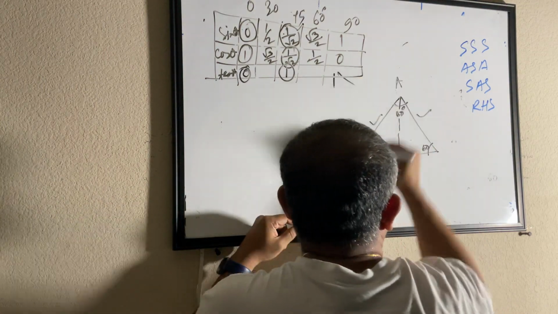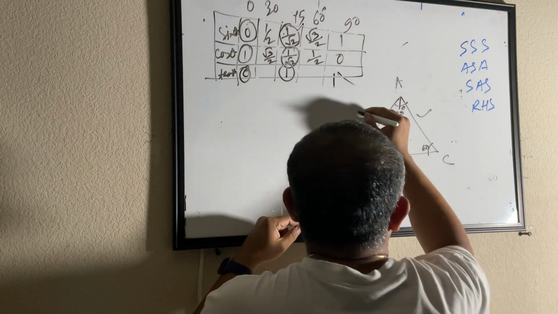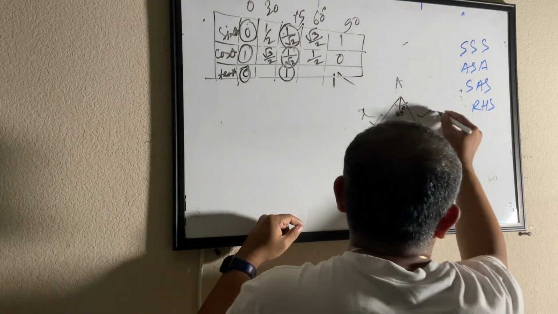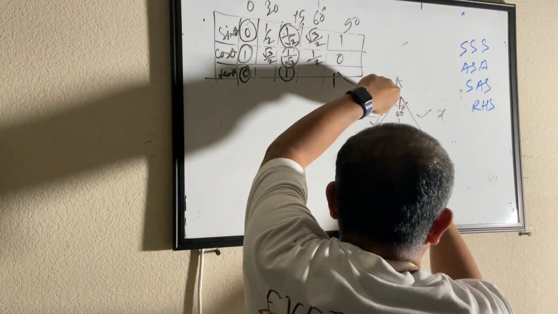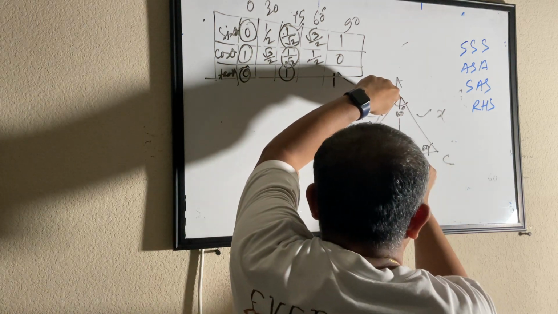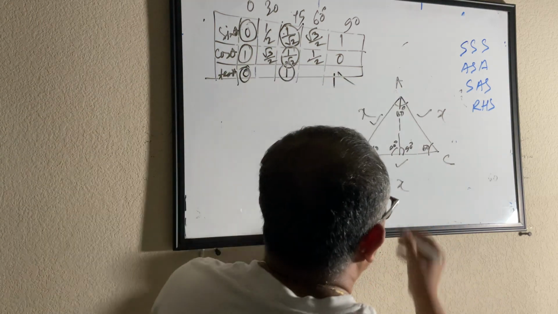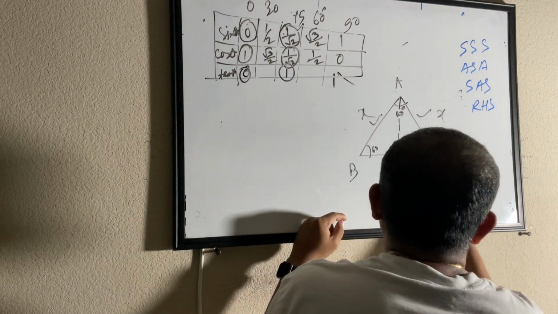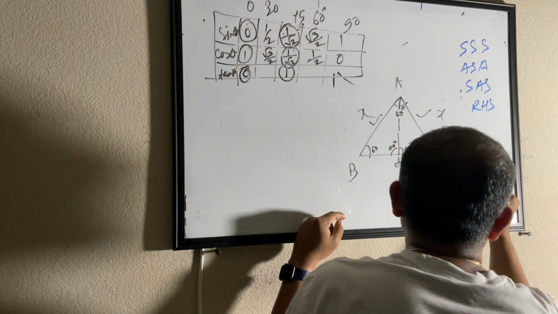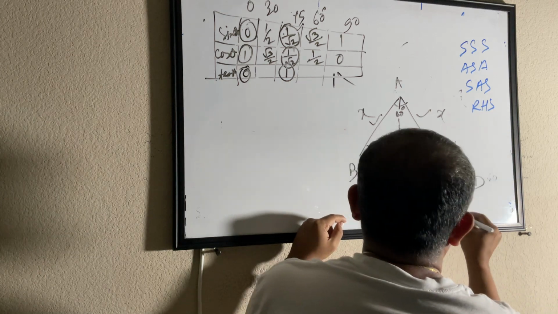So this was A, B, C. Let's say this length was x, this was x, and this was also x. When we draw the perpendicular from here to here, this is 90 degrees, and this is also 90 degrees. And let's say this point was D. So we split this into two triangles, ABD and triangle ACD.